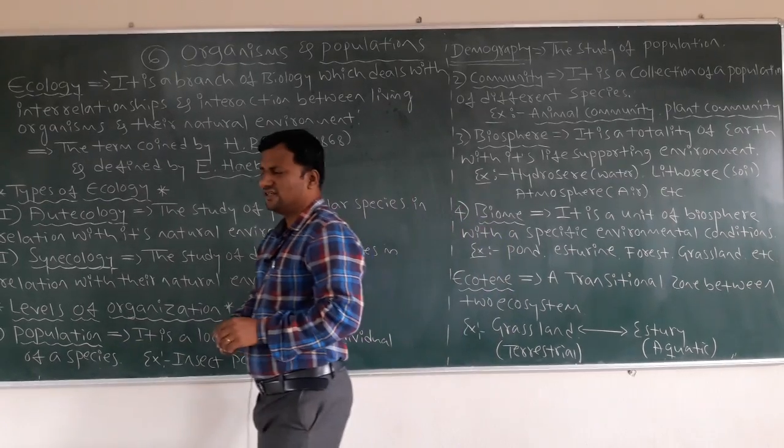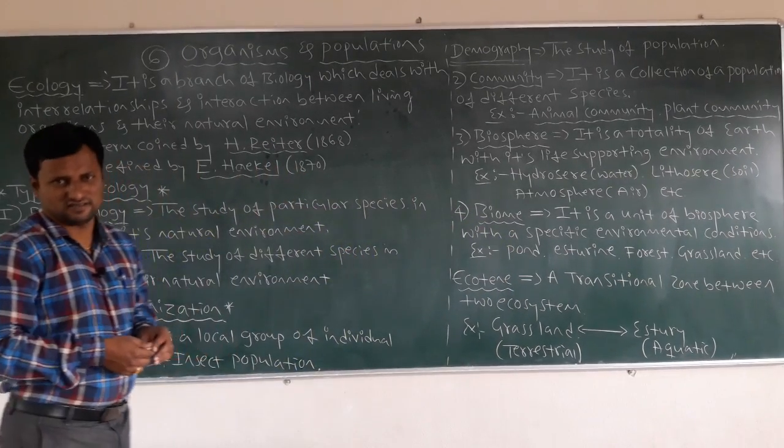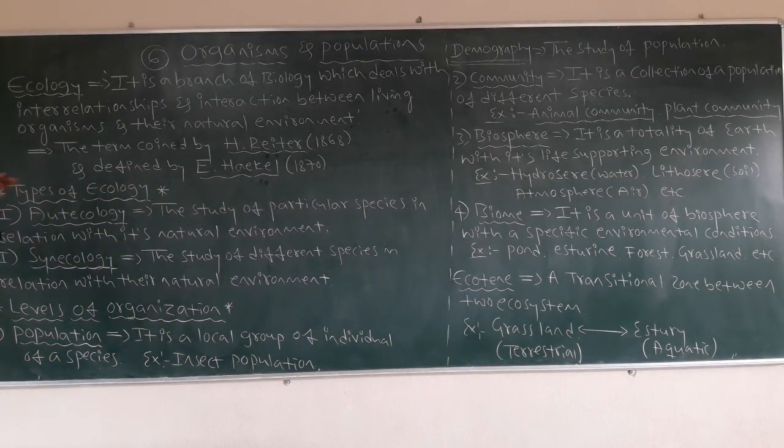Then next, what are the types of ecology? There are many types, but the major types are grouped into two categories. One is autecology and the other is synecology. Autecology is also called ethology. Okay, then coming to the first one.